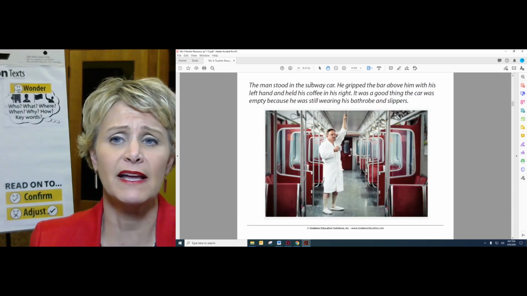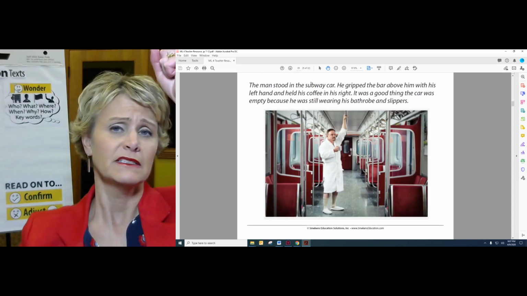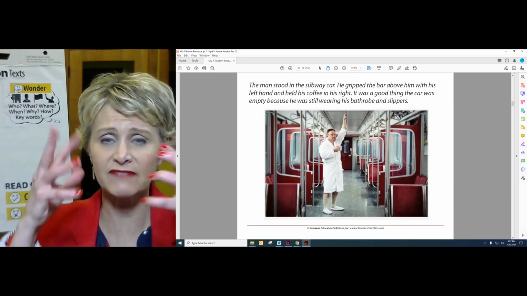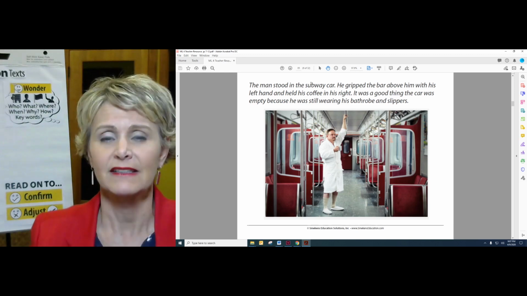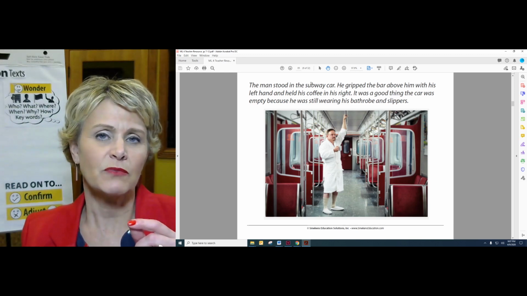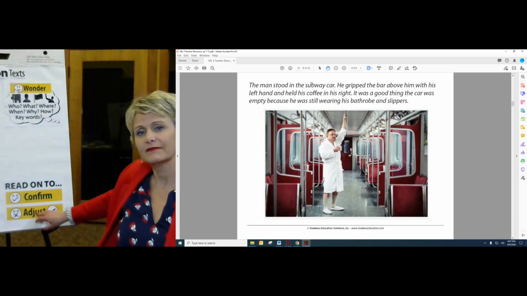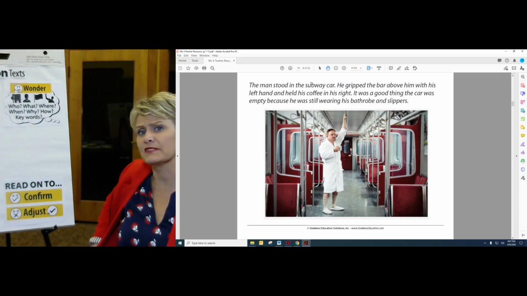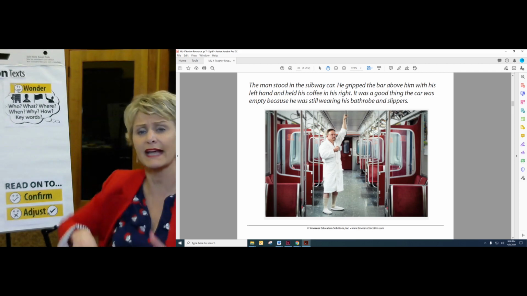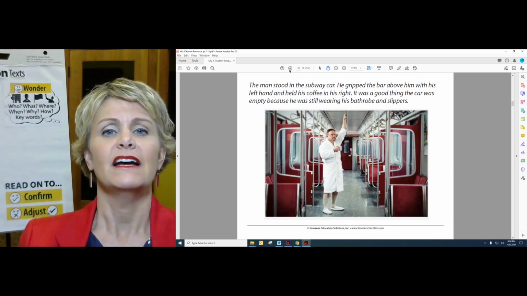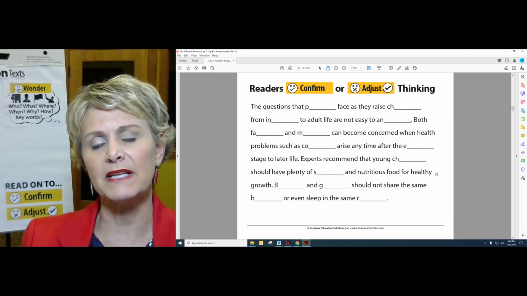A man on a subway, holding the bar above him, holding his coffee, no big deal. You probably had that plus a lot of other details using your schema. And then it said that the car was empty. And so you got rid of the people. You adjusted. But then it said he was wearing a bathrobe and slippers, and you really adjusted because you probably had him going to work or something, right? Yeah, this is what readers do. Remember this last passage was the fill in the blank one?